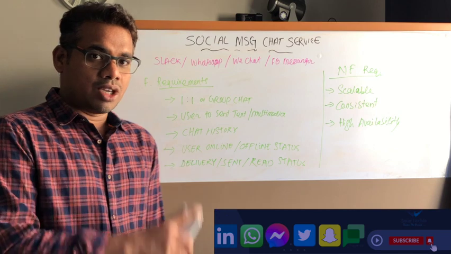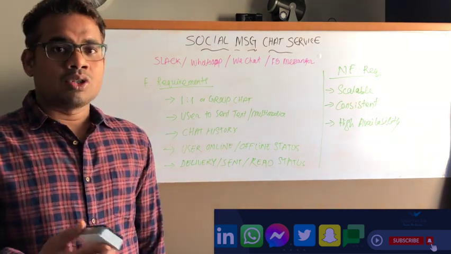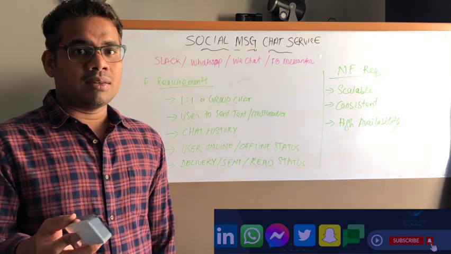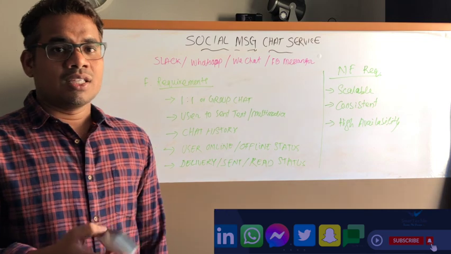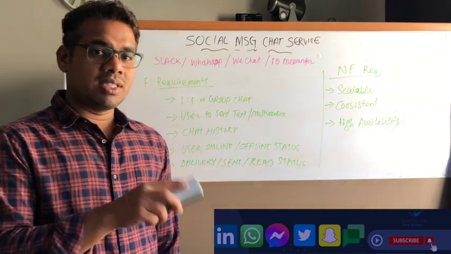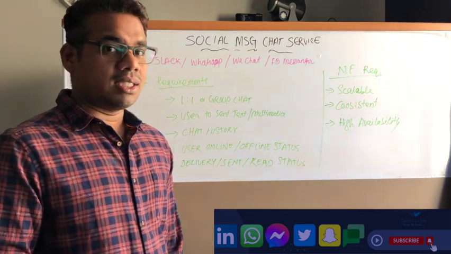If user A sends one message called M1, then M2 should have a time stamp after M1, right? So M1 must be read or must be sent before M2 has its send status. That we can say is consistent, right?